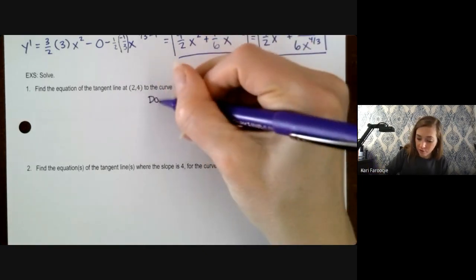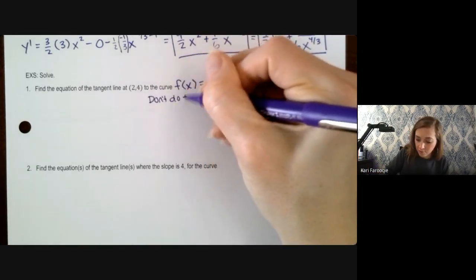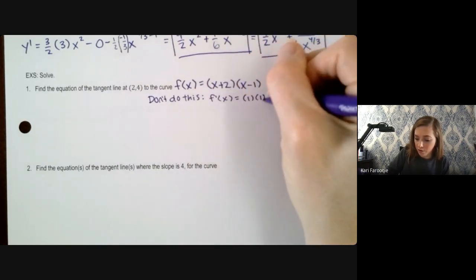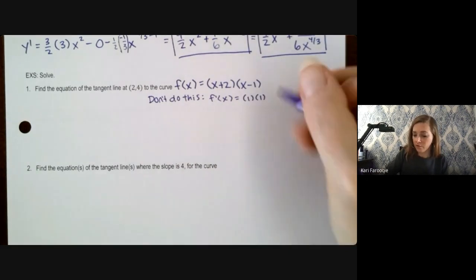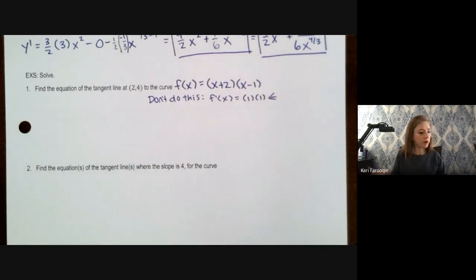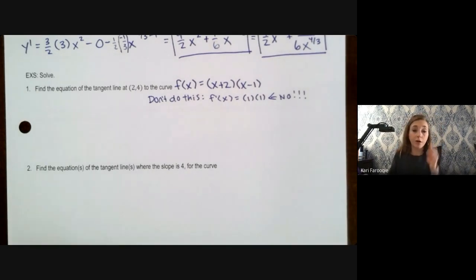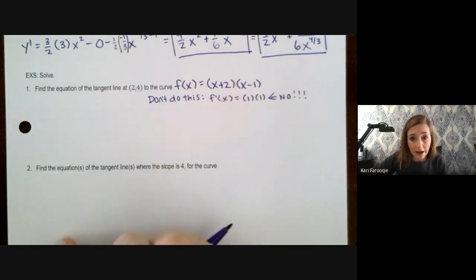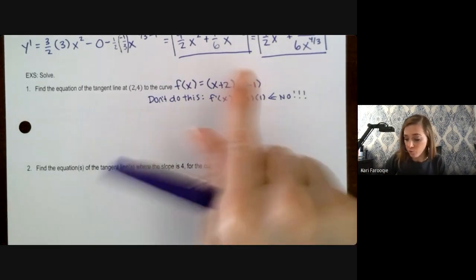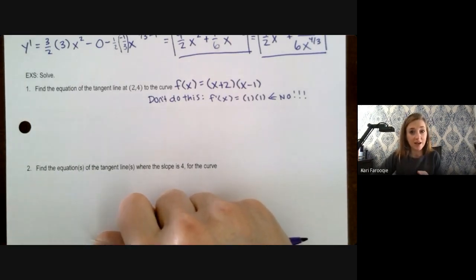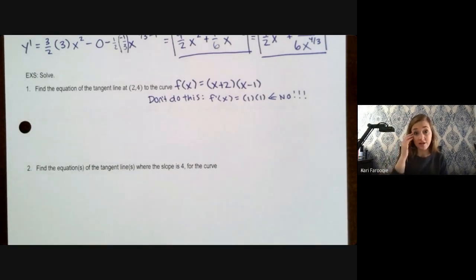Don't do this. F prime of x equals 1 times 1. So this is a big no. Do I have a big red pen somewhere around here? Where's my big red pen when I need it? This is a no. I know it's a double negative. Don't do this. No. You cannot just take the derivative of each factor and multiply those together. This would require something called the product rule, which you're going to learn about later in the chapter. For today, I'm going to show you how to simplify this and then take the derivative.